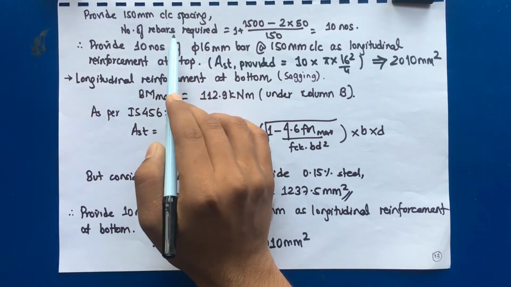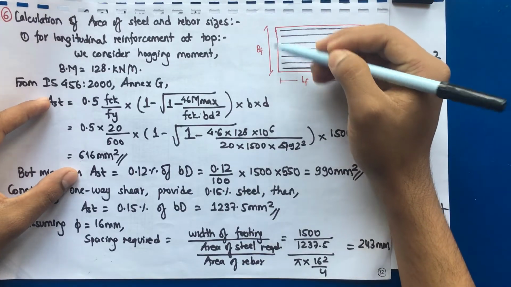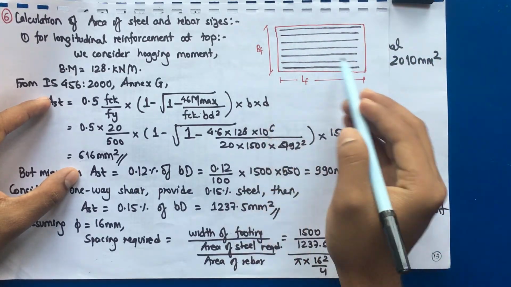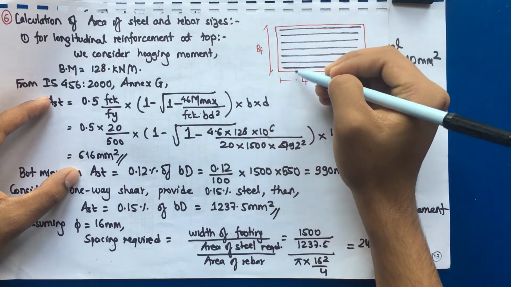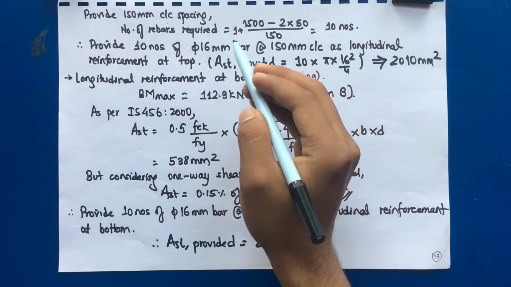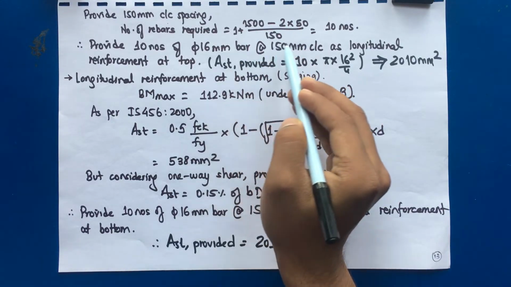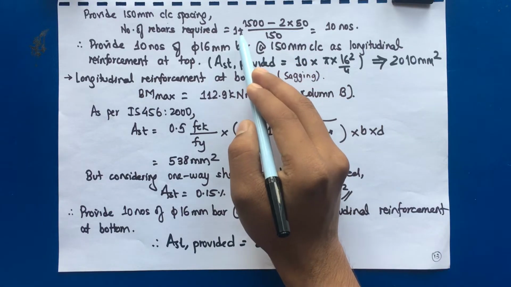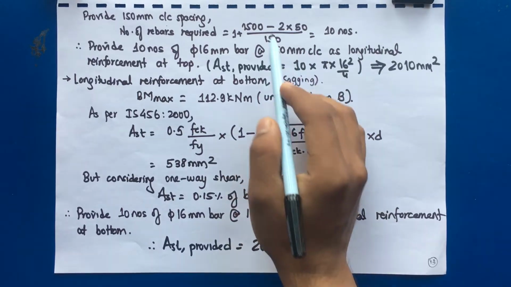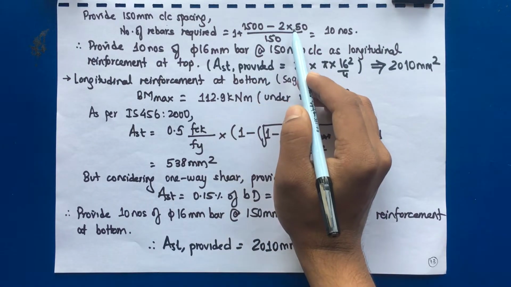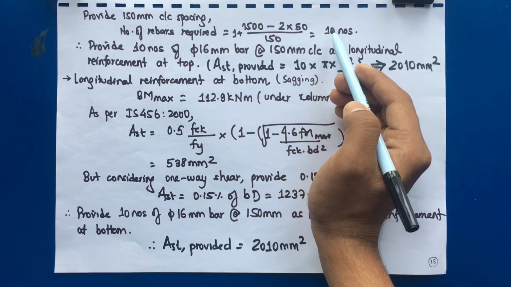Then the number of rebars required. Here you see we are providing this longitudinal reinforcement along this direction, and we have to provide spacing on both sides. Hence the number of rebars required is 1 plus, because from this value we will get the number of spacers, and we have to add 1 to get the number of rebars required. So now 1500 is the width, minus 2 × 50, because 50 is the clear cover, divided by 150, then we will get 10 numbers of bars.